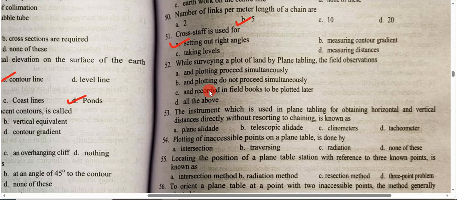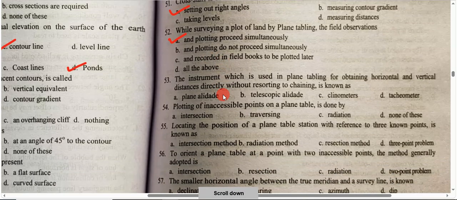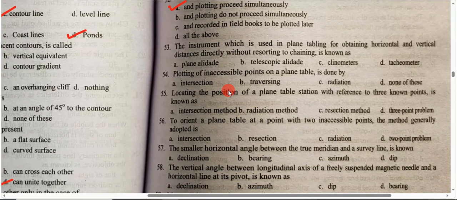While surveying a plot of land by plane tabling, the field observations and plotting proceed simultaneously. The instrument which is used in plane tabling for obtaining horizontal and vertical distances directly without resorting to chaining is known as telescopic alidade. Plotting of inaccessible points on a plane table is done by intersection. Locating the position of a plane table station with reference to 3 points is known as the three-point problem. To orient a plane table at a point with two inaccessible points, the method generally adopted is the two-point problem.